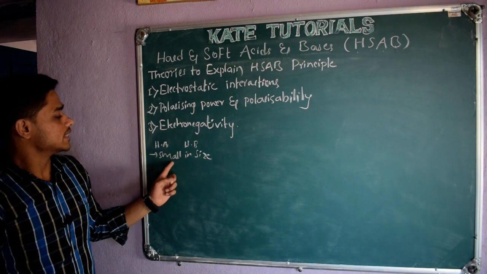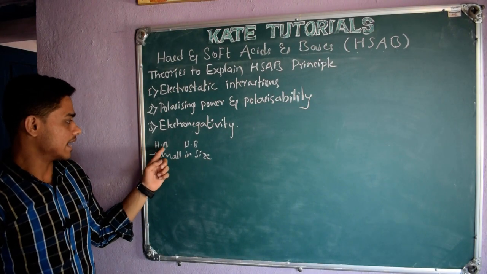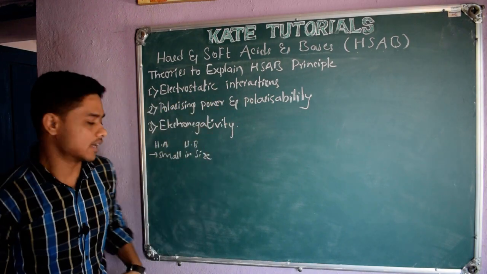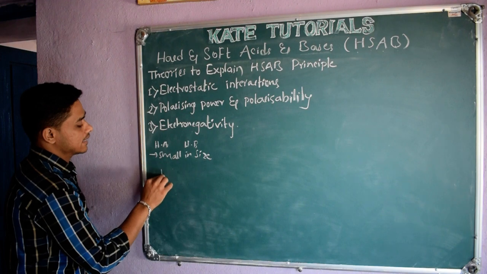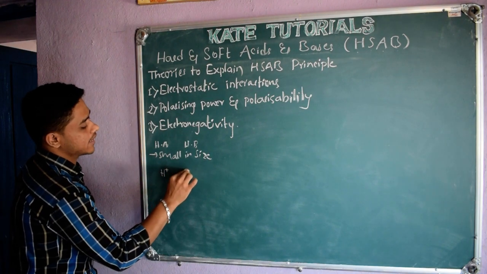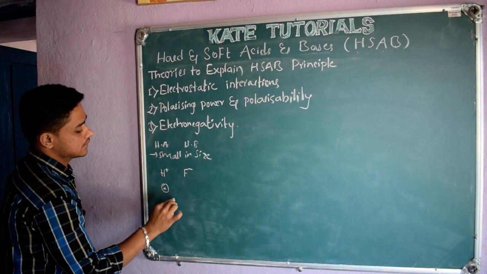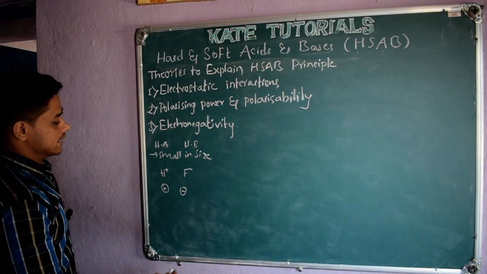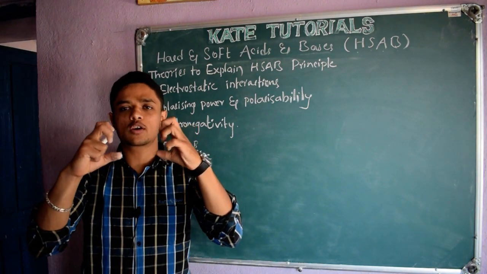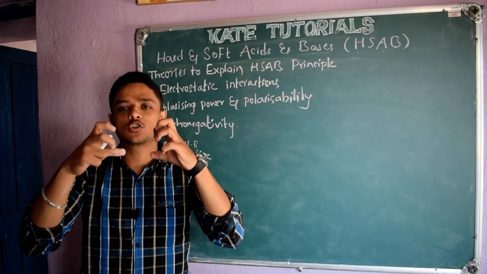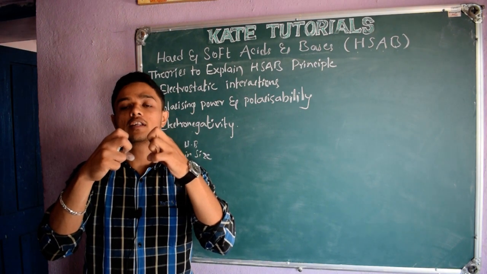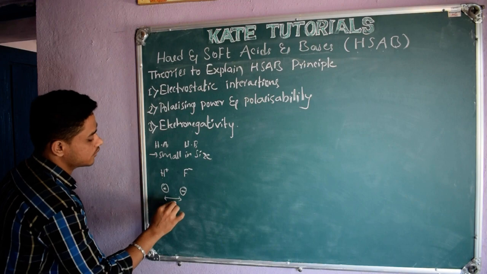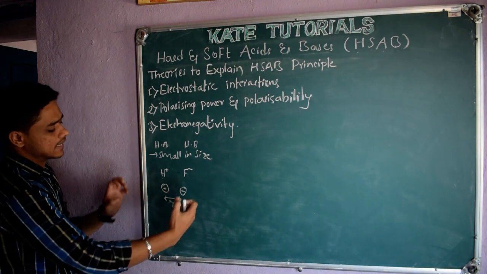Why the size of hard acid and hard base should be small is explained by the electrostatic interaction theory. A hard acid is like H+, let me take, and a soft base like F-. Its size is also small, and H+ is also small. So both have almost equal size, and H+ and F- can come very close, because plus charge attracts negative charge. The distance between them will decrease because of attraction, so they can come very close.